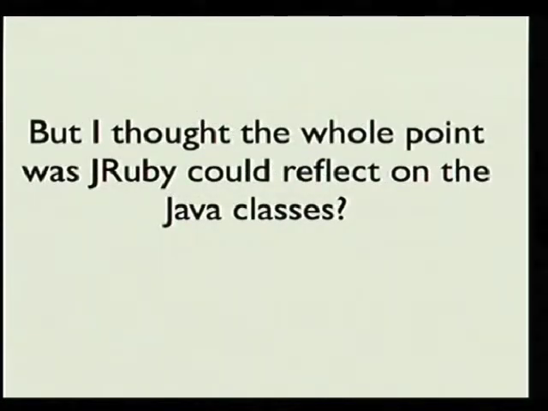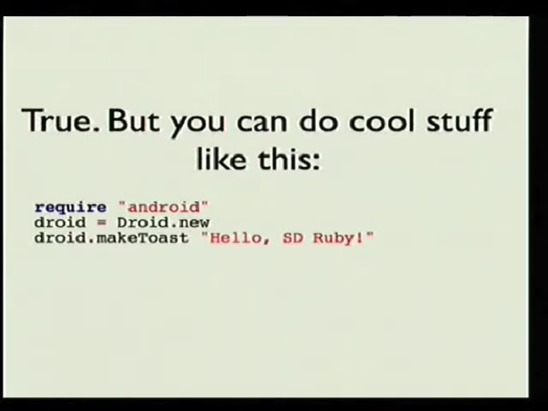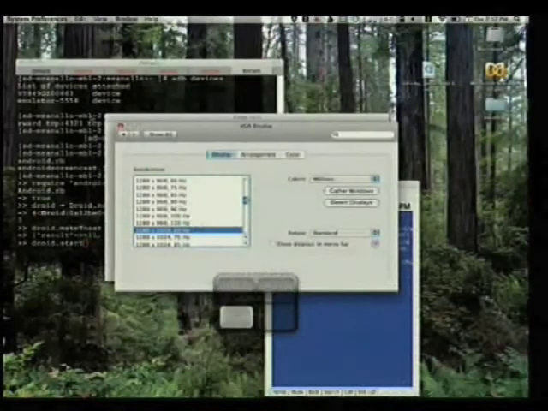So you may think that's really cool, and you can definitely use that from Ruby, but the whole point of JRuby was that it could reflect the Java classes so that you wouldn't need to use any of those. You can just use JRuby on Android. And that's true, but Facade brings a lot of nice things, like the ability to do this: require android, droid equals Droid.new, droid.makeToast, hello SDRuby. And makeToast is like a small notification, similar to Growl on OS X. So I'm going to give a quick demo of that.